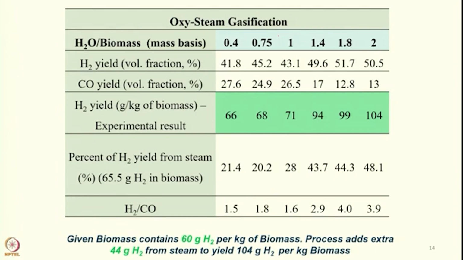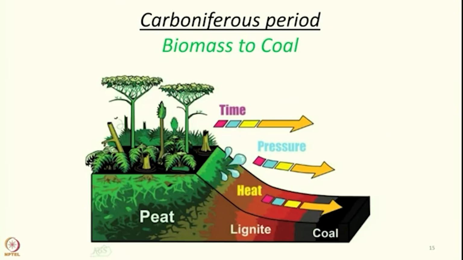As we increase the steam to biomass ratio, our hydrogen yield increases from around 66 grams to 104 grams. Typically, biomass contains around 60 grams, and we are able to add 44 grams extra to get 104 grams of hydrogen per kg of biomass.